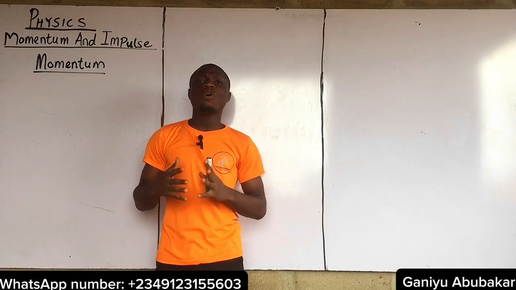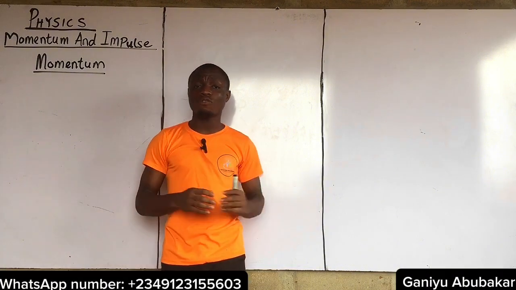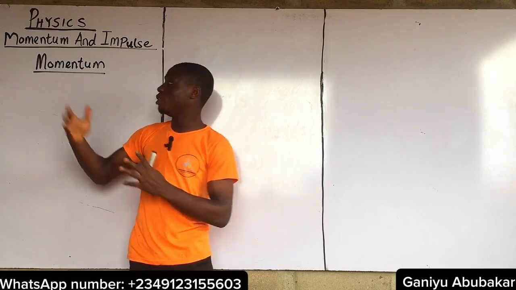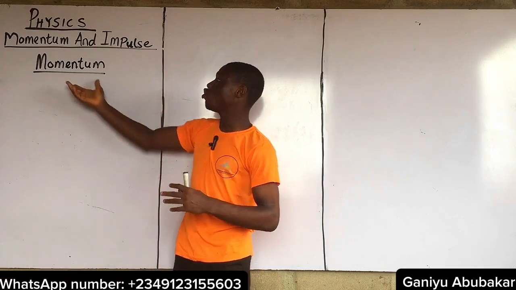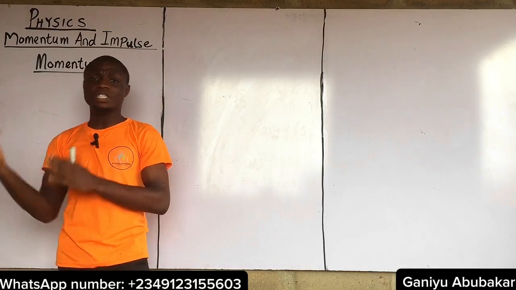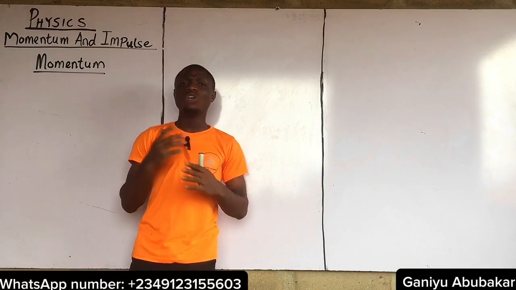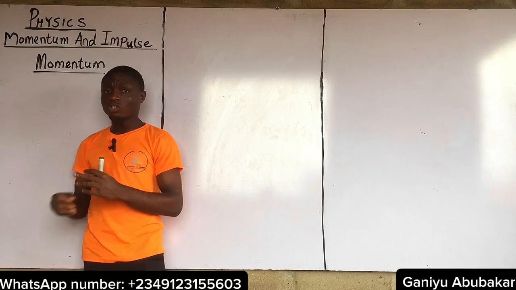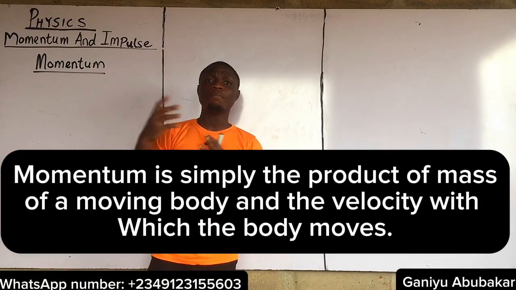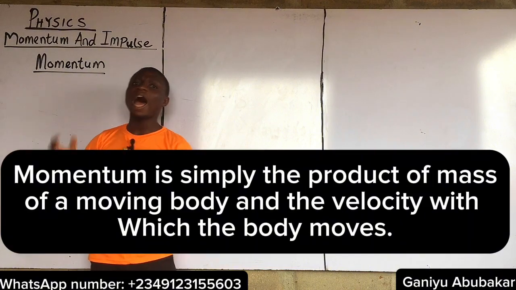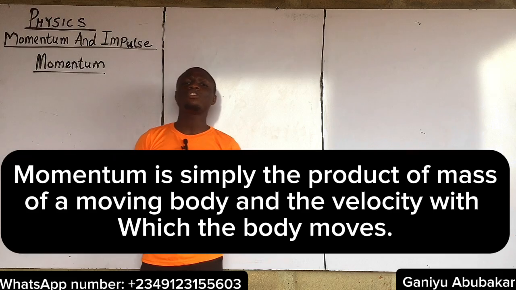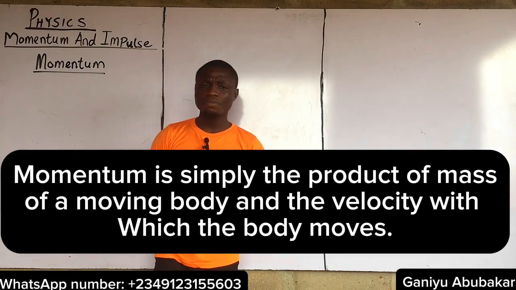The momentum of that body is simply the product of the mass of the body and the velocity with which the body moves. So momentum can be defined as the product of the mass of a moving body and the velocity with which the body moves. That's momentum by definition.